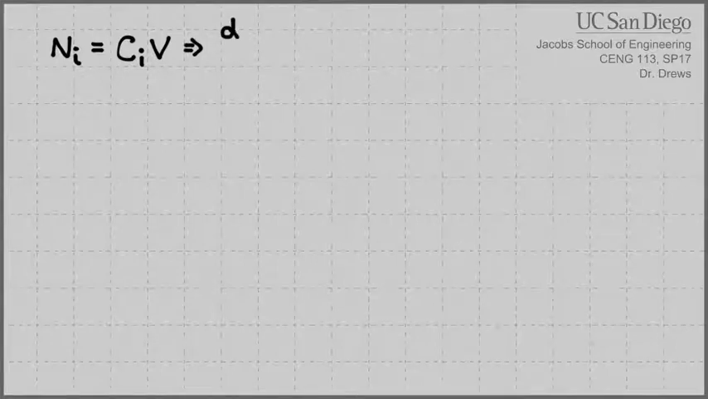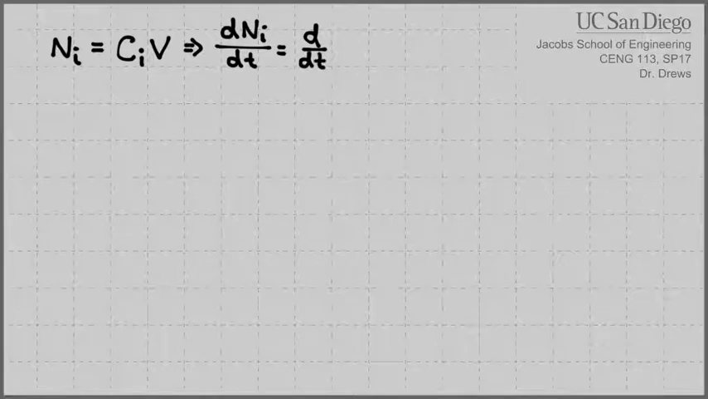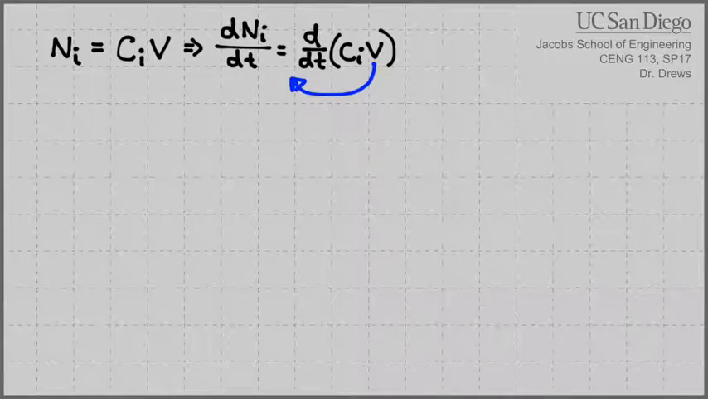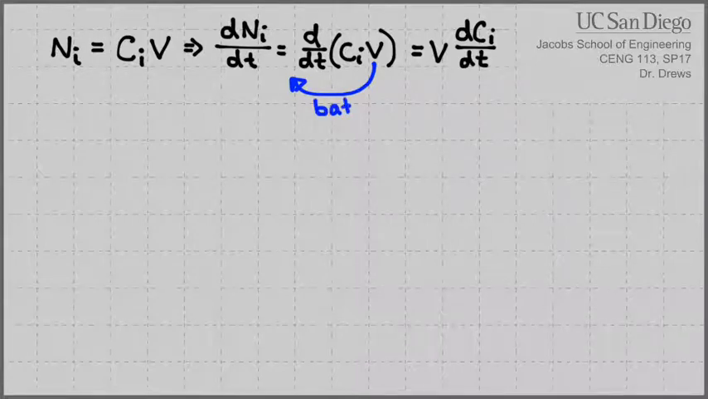then the rate of change, dN_I/dt, is equal to C_I times V, right? And now we can apply the chain rule to something like that. If the volume is constant, which again, in a batch reactor, volume is typically constant, then this volume term can come out to the front of the derivative, and all we're left with is V times the change in concentration with time. So again, this is primarily true for batch.